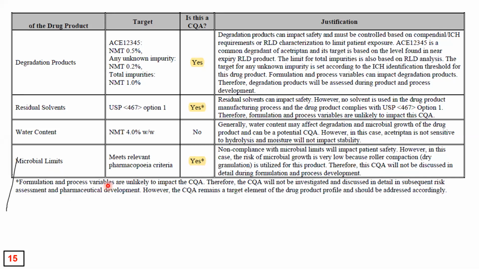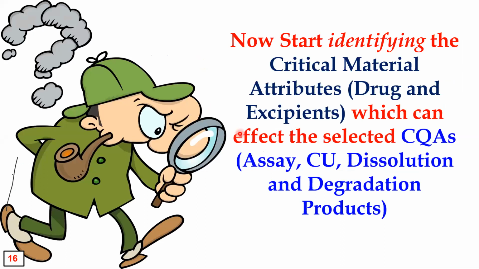So formulation and process variables are unlikely to impact these critical quality attributes, so they have been removed, right? So these are the critical quality attributes, and once again I'm recalling that whatever is related to the safety and efficacy of the product can be considered a critical quality attribute. As per the previous slide, we have finalized assay of the product, content uniformity, dissolution and degradation products as the critical quality attributes that are related directly to the safety and efficacy of the drug product.